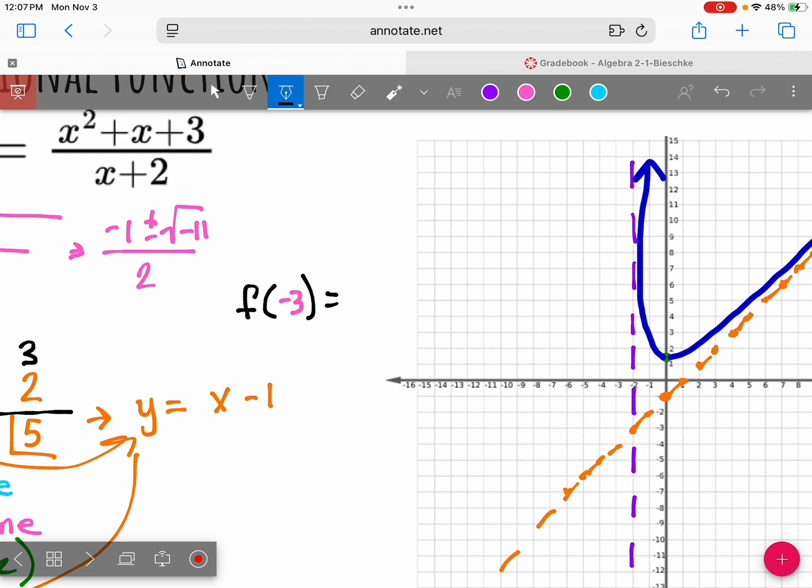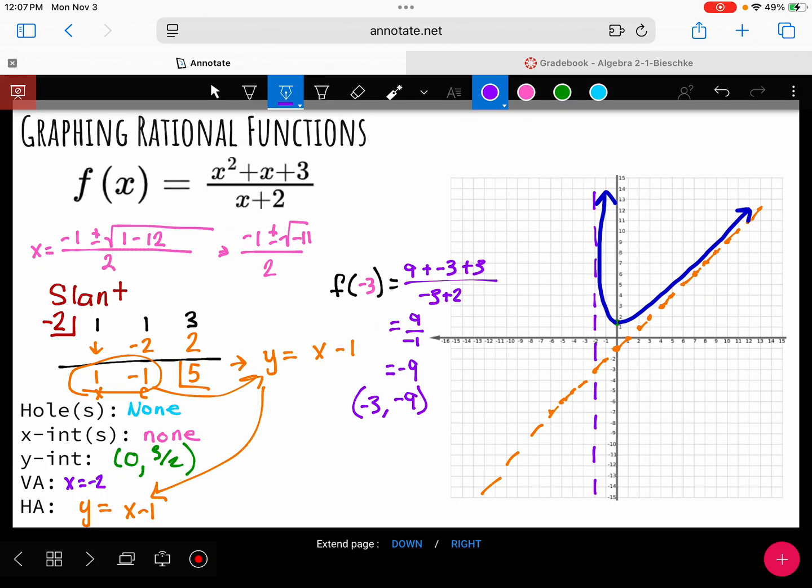So if I substitute in negative 3, we'll have negative 3 squared, which is going to be a positive 9. So we'll have 9, and then we add negative 3 plus 3 over our negative 3 plus 2. So when we do that, we wind up with 9 over negative 1, or just negative 9. So when x equals negative 3, y equals negative 9. So that's going to put our point down here. With that point, what we can see is that this function is going to approach both of these asymptotes, and it's going to look like this.